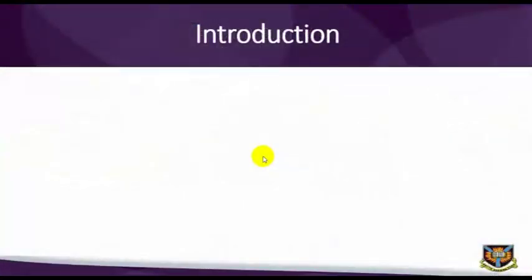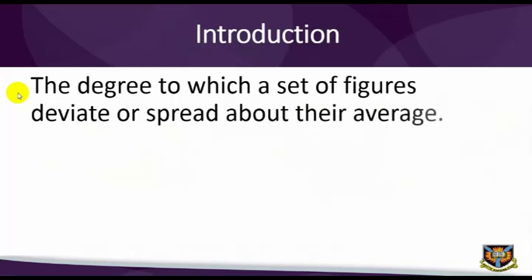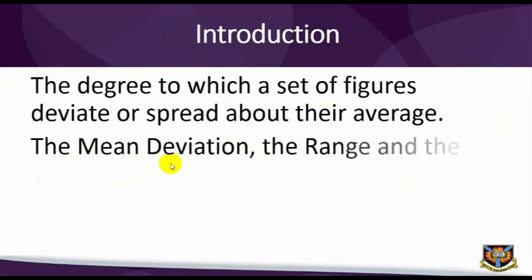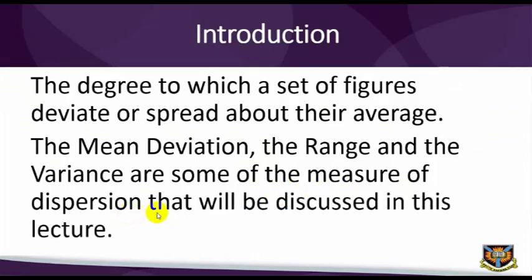Introduction. This lecture is the concluding part of our discussion on descriptive statistics that we started in the last lecture. We shall examine the degree to which a set of figures deviate or spread about their average. The mean deviation, the range, and the variance are some of the measures of dispersion that will be discussed in this lecture.